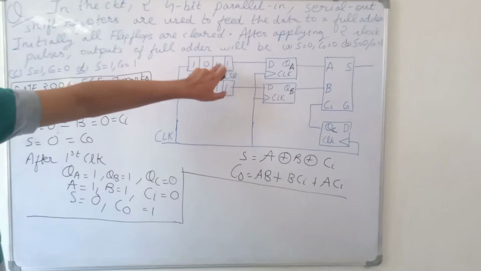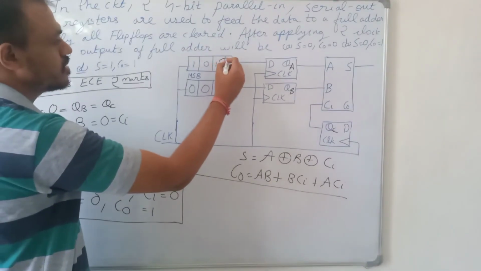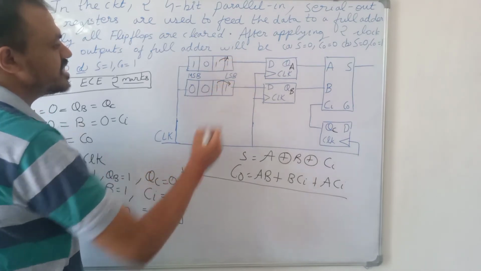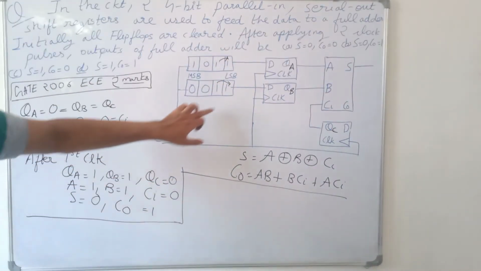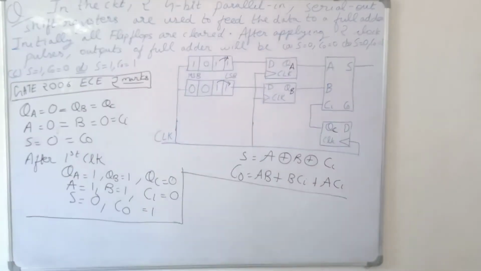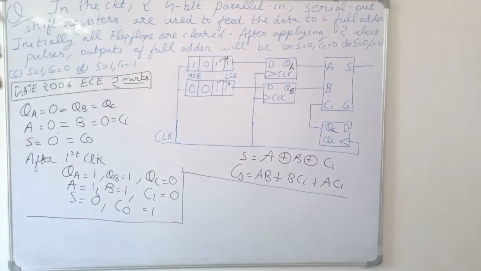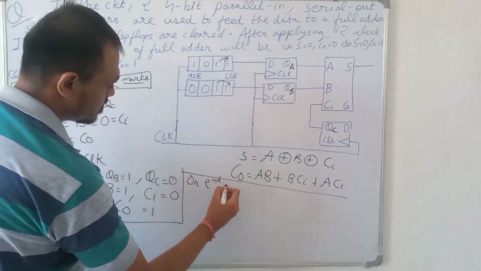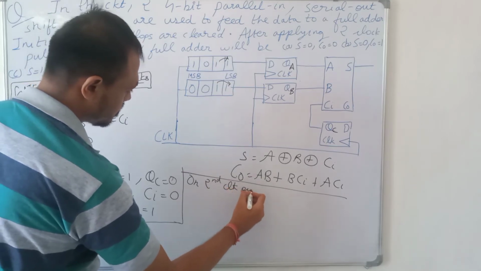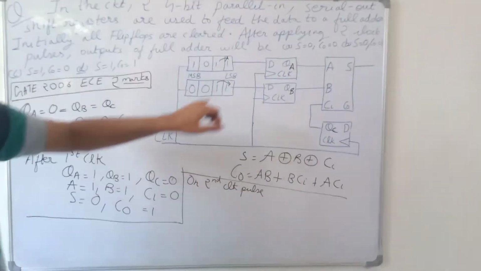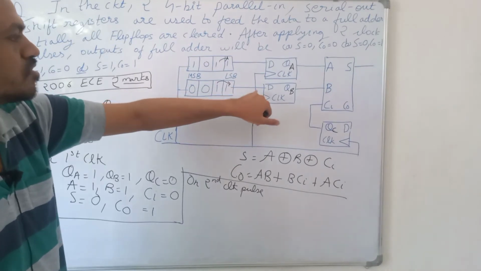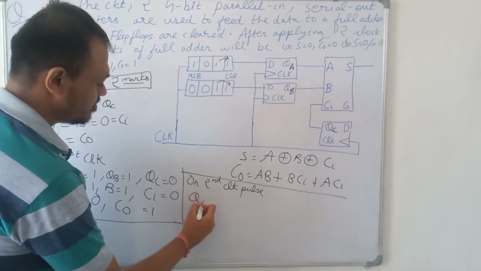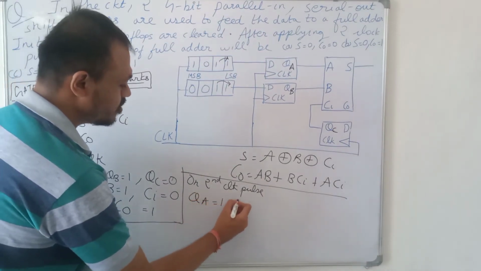Also after the first clock pulse, this one will shift here and this one will also shift here because this shift register is also connected to clock. So again when we apply the second clock pulse, on second clock pulse, this D is connected to 1 and this D is also connected to 1. So on application of second clock pulse, QA will be equal to 1 and QB will also be equal to 1.